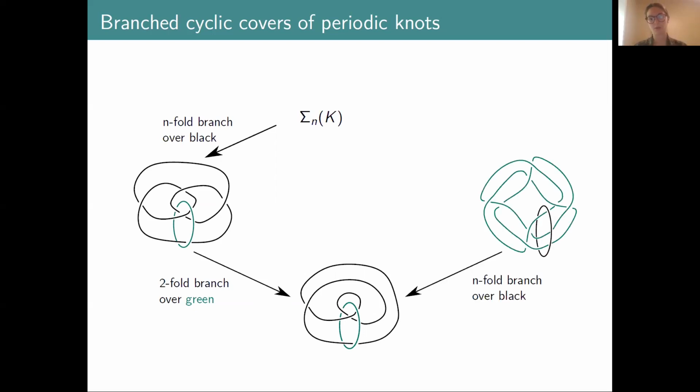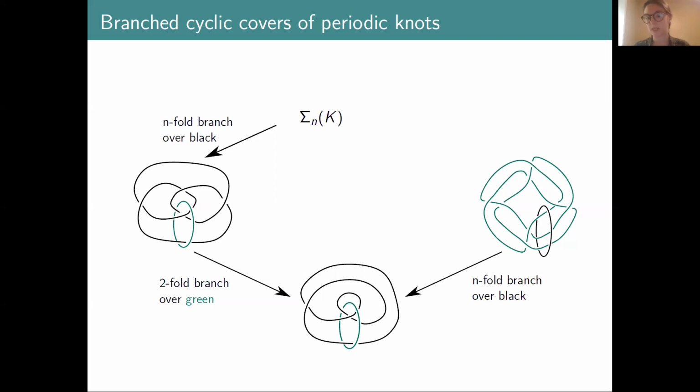And what we're going to start doing on the right-hand side of this picture is just change the order of those 2 branchings. So we'll still n-fold branch over the black and 2-fold branch over the green, but not necessarily in the same order as before. So here on the right, what I've done is n-fold branch over the black curve first instead. And I'm not going to tell you how to get this picture.